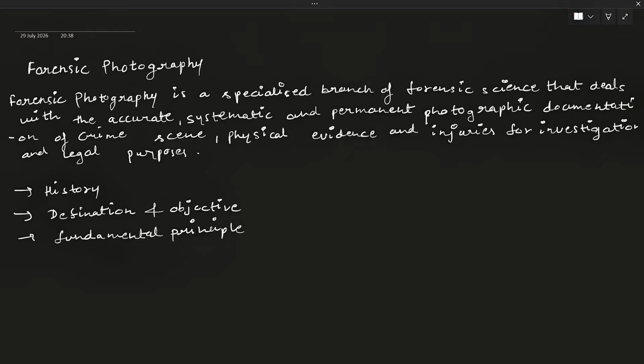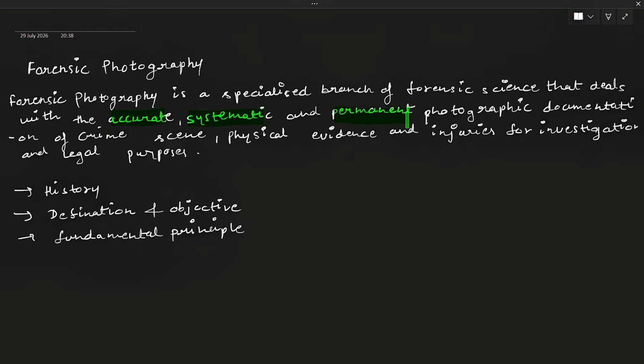So notice the words I have written. I have deliberately written the words accurate, systematic, and permanent. These three words describe forensic photography better than anything else. If the photograph is not accurate, it may mislead the investigation. If the photograph is not systematic, important evidence may be missed. If it is not permanent, the investigator cannot refer to it during the trial. Therefore, every forensic photograph must satisfy these three conditions.